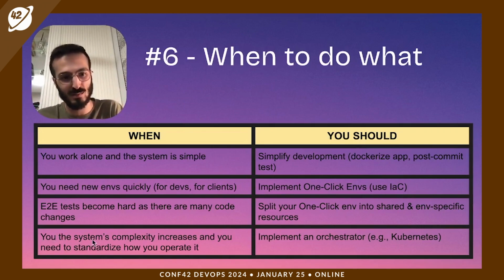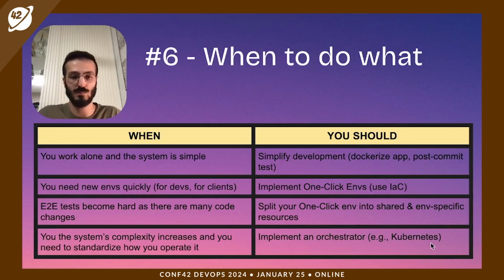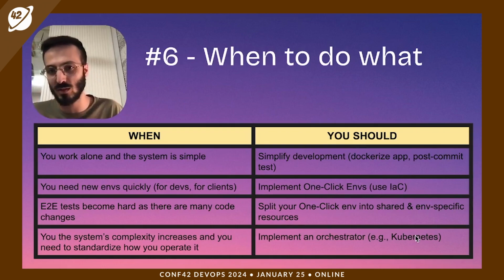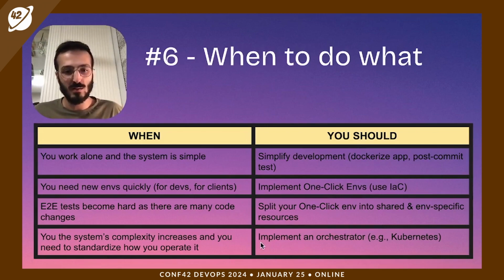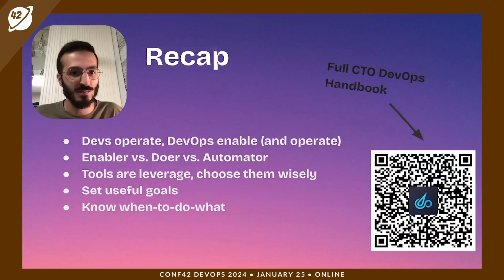Now, your system's complexity increases, and you need to standardize how you operate it. That's probably when I would say implement an orchestrator, something very useful to standardize different processes, like Kubernetes. There are more when-to-do-what use cases, and it's all in the full handbook. You'll have a QR at the end of the presentation. You can go into the handbook and see everything there. And again, feel free to ask me anything. Of course, that's not necessarily always the case, I'm just oversimplifying it to get the point across. So let's do a quick recap.